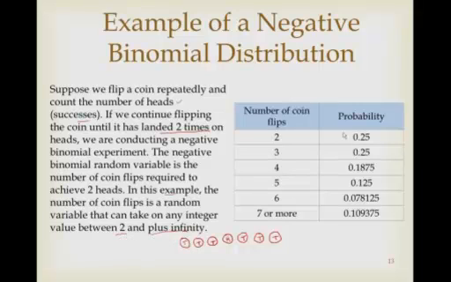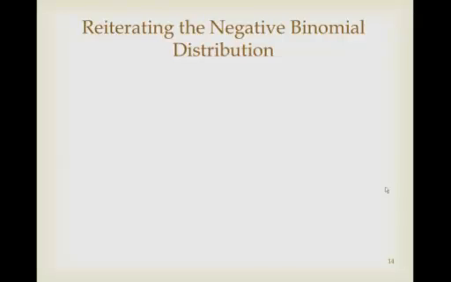So what's the chance we're going to get 2 heads on 2 throws of the coin? 0.25. It's also 0.25 for 3 flips of the coin. But then from then on, as you go higher and higher, the probability that it's going to take that many flips to get that second head is going to go down and down and down. And that's what this graph shows. So now let's reiterate the binomial distribution.